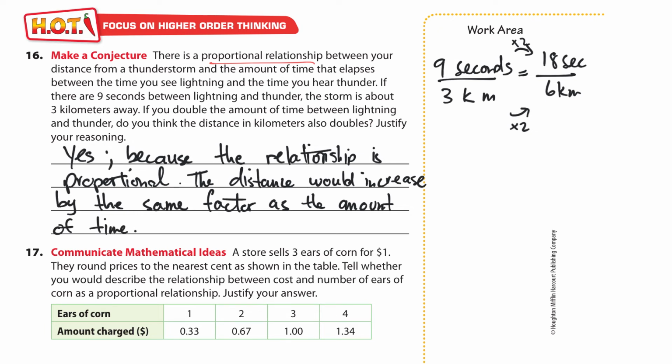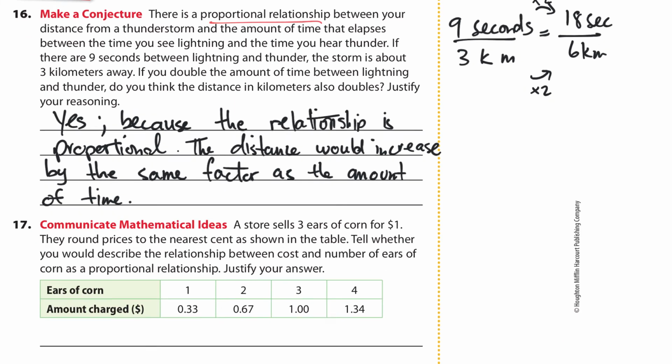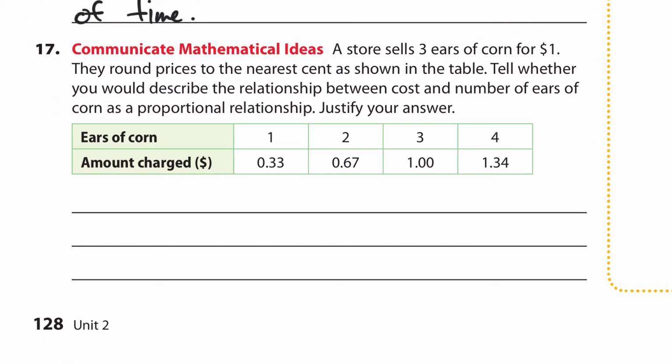Okay, let's look at number 17. It says, let's communicate some mathematical ideas. A store sells 3 ears of corn for $1. They round prices to the nearest cent as shown in the table. Okay, here's our table. Tell whether you would describe the relationship between cost and number of ears as a proportional relationship. Justify your answer. In order for it to be proportional, the ratios would have to be the same.